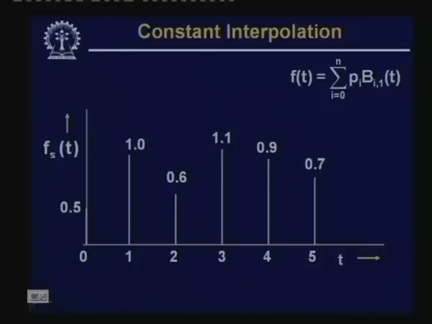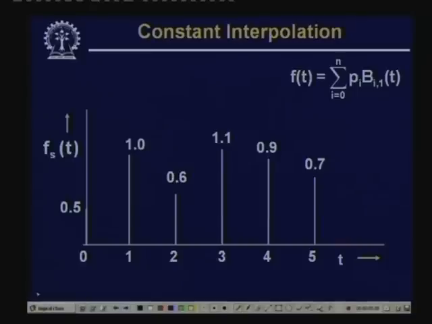Again I take the example of this sample data, where I have a number of samples of a function of t, represented by f_s(t), and the values of f_s(t) are present at t equal to 0, 1, 2, 3, 4 and 5. As we said, the interpolation function is given by f(t) equal to sum of p_i b_i1(t) if I go for constant interpolation.